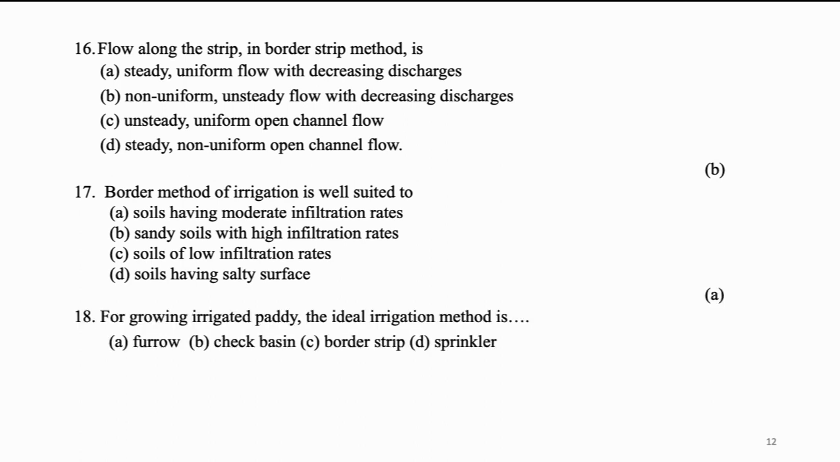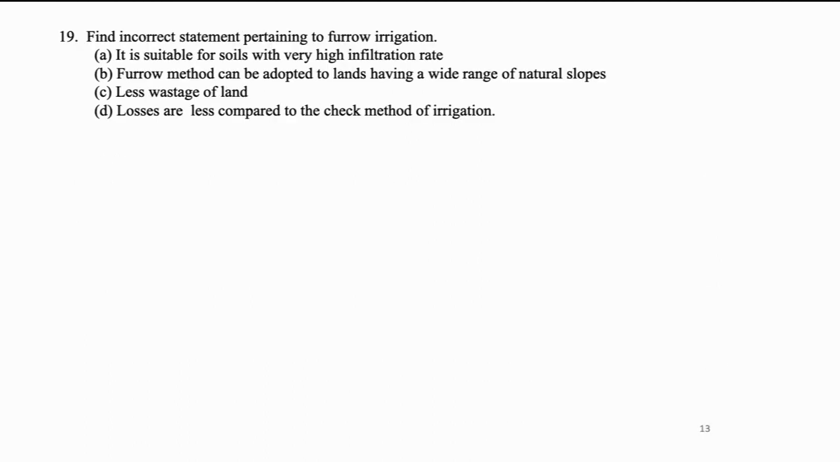Answer is A. For growing irrigated paddy, the ideal irrigation method is dash: furrow, check basin, border strip, sprinkler. The answer is B. Check basin method. Find the incorrect statement pertaining to furrow irrigation. It is suitable for soils with very high infiltration rate. Furrow method can be adapted to lands having wide range of natural slopes, less wastage of land, losses are less compared to check method of irrigation.